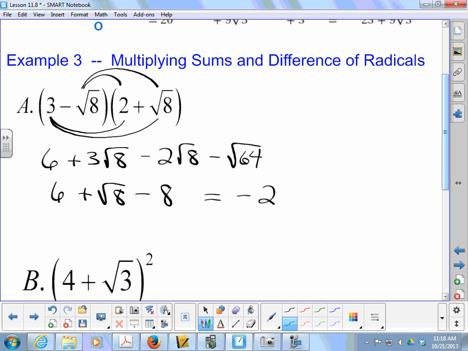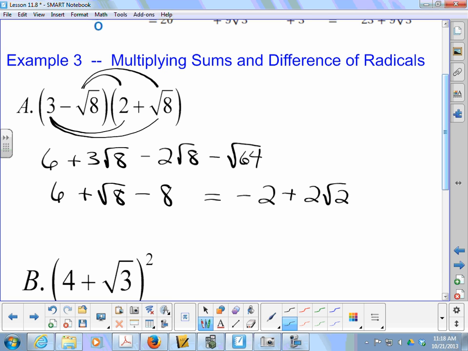Can I simplify the square root of 8? Some of these you should just be able to snap off in your head really quick. This should be one of them that you get used to: it's 2 square roots of 2. 4 times 2 is 8, square root of 4 is 2. So this is plus 2 square roots of 2.